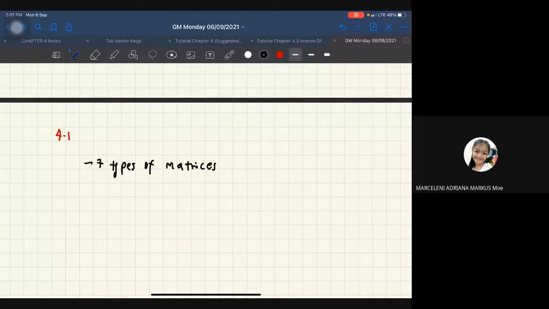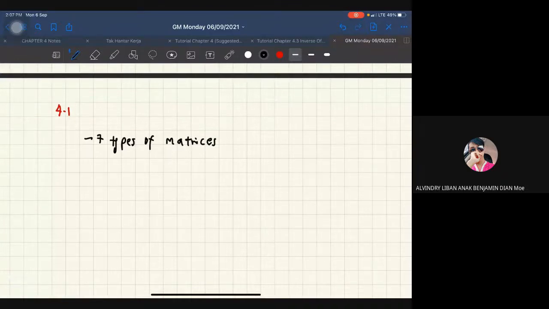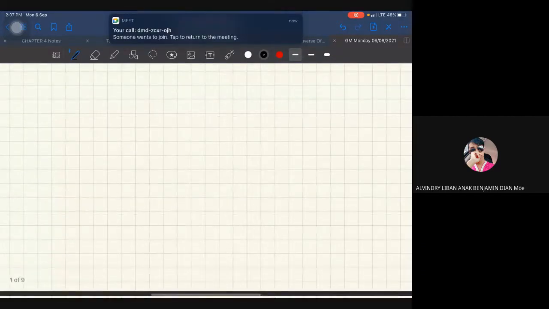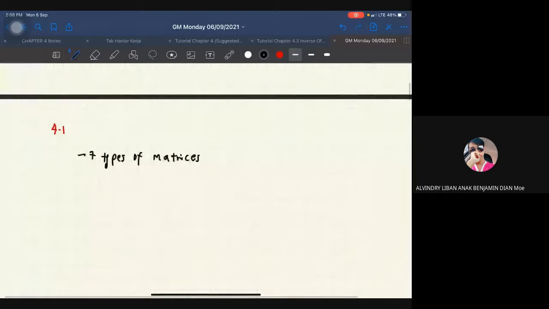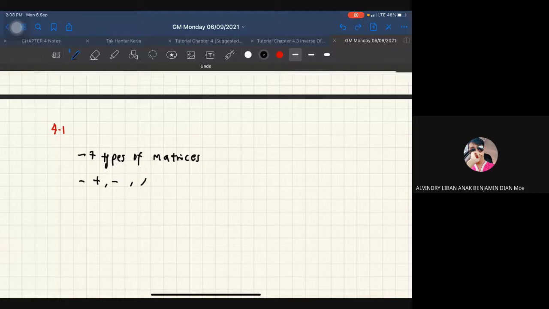Alvindri? Alvin? Yes, Miss. Apa lagi awak dah belajar dekat 4.1? Banyak, Miss. Banyak. Sebutkan salah satu. Jangan sebut semua, nanti awak yang mengajar. Tambah tolak matriks darab bahagi. Tambah bahagi boleh kan? Tak ada bahagi. Tak ada kan? Okay. So kita belajar, sorry. So dia ada tambah, tolak, darab. Bahagi tak ada. Okay. So lagi?